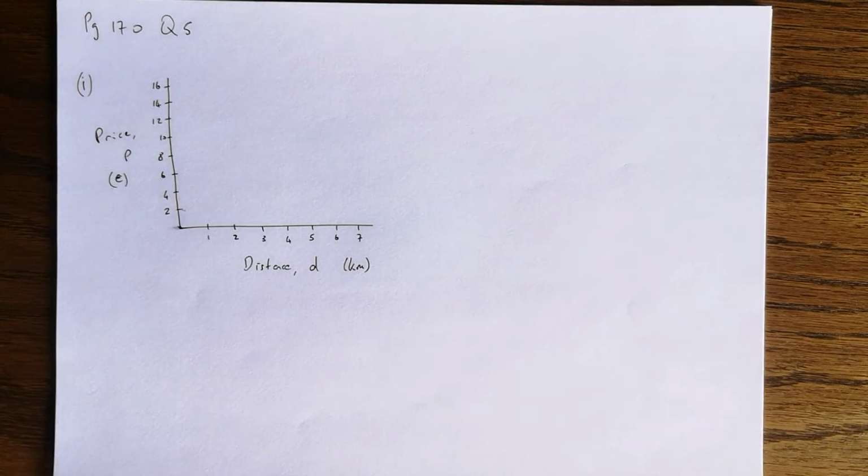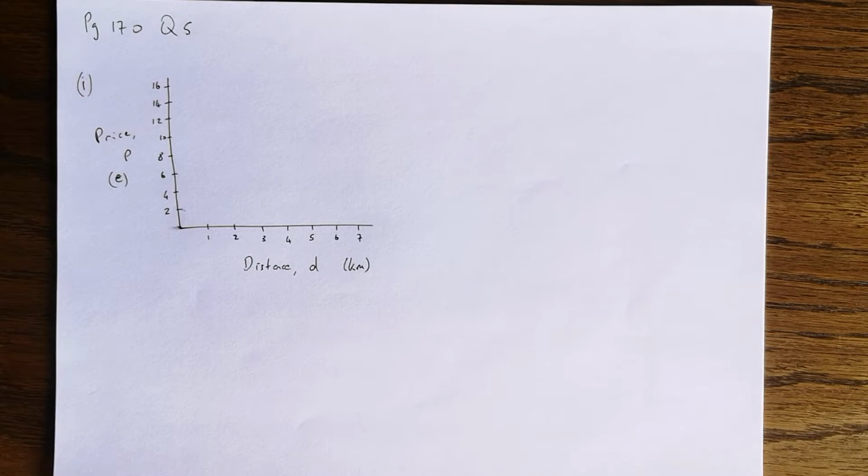Let's have a look at question 5 on page 170 then. So this is the one about the taxis. It says two rival taxi firms have the following fare structures. Firm A charges a fixed amount of €5 plus €2 per kilometre. So that means they charge €5 no matter what, and then for every kilometre the car goes, they charge an extra €2. And firm B has no fixed charge, but it charges €2.20 per kilometre.